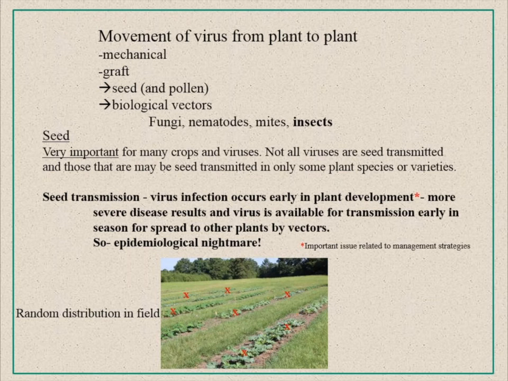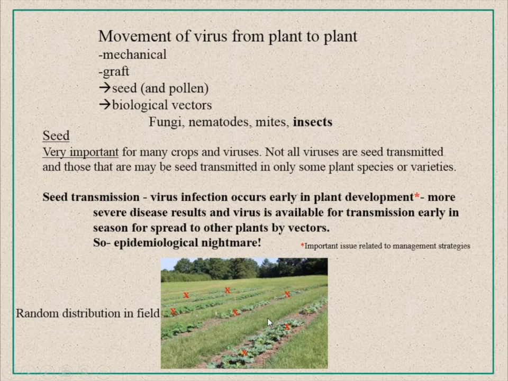Grafting is a way for viruses to move from the plant, sometimes purposely by generating grafted plants or through roots in the soil. Sometimes the virus can be transferred from one plant to the next. Seed transmission is a big problem. So virus can be transmitted through seed. Not all viruses can be transmitted through seed, and if they are transmitted through seed, they are not done so in all plant species or varieties. But if a virus is able to be transmitted through seed, the problem is that it is in that plant from the beginning of development of that plant.